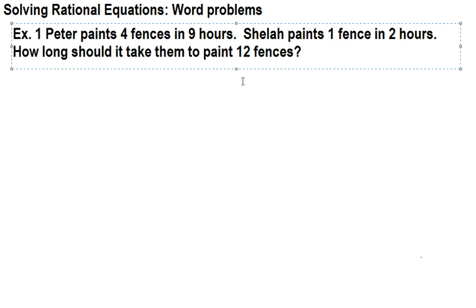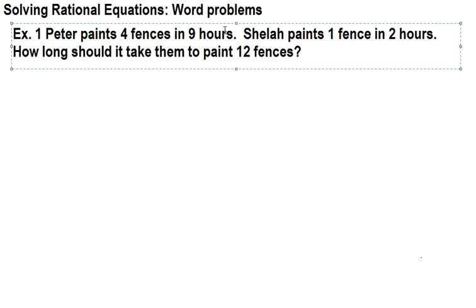So let's say you have these workers. If you haven't already copied this problem, go ahead and copy it. Let's say you have these workers, Peter and Sheila, Hunger Games. Peter can paint 4 fences in 9 hours. And Sheila can paint 1 fence in 2 hours. How long should it take them to paint 12 fences? Okay? So, a couple things.